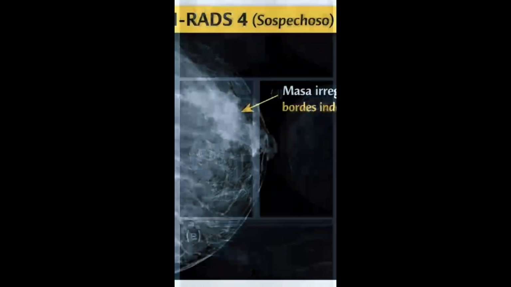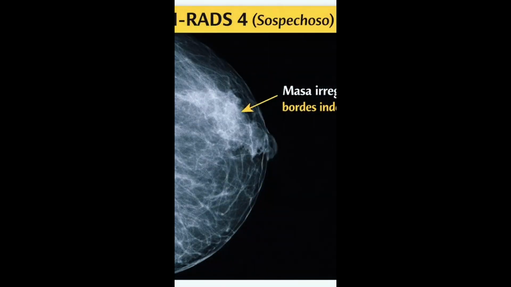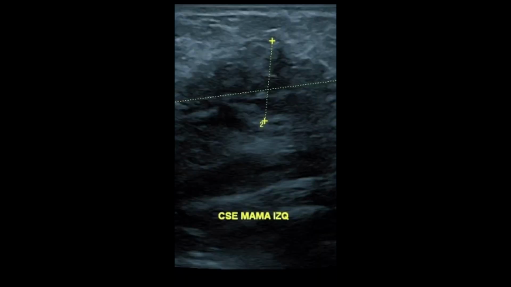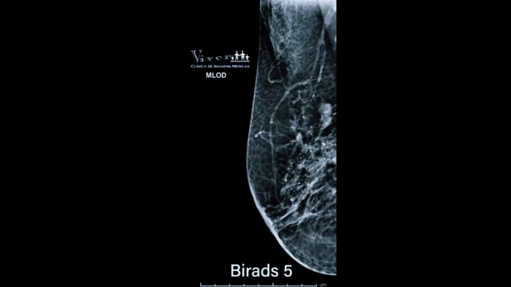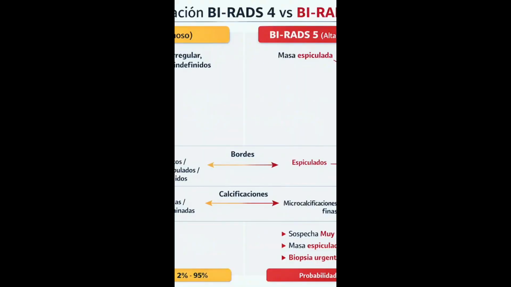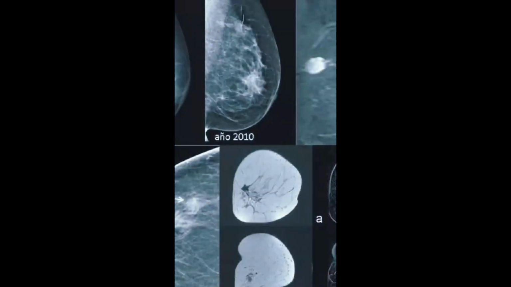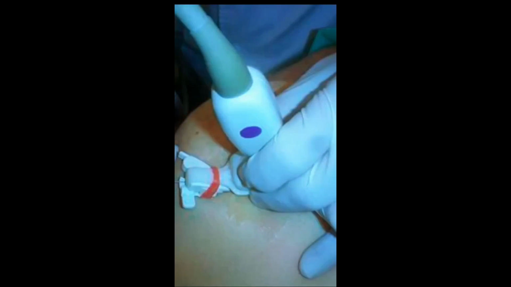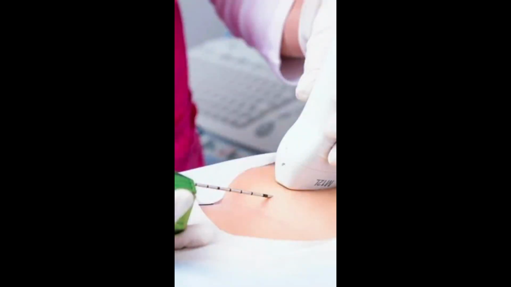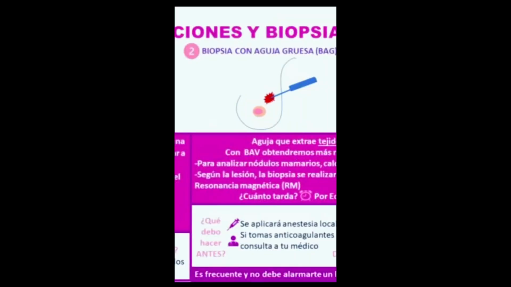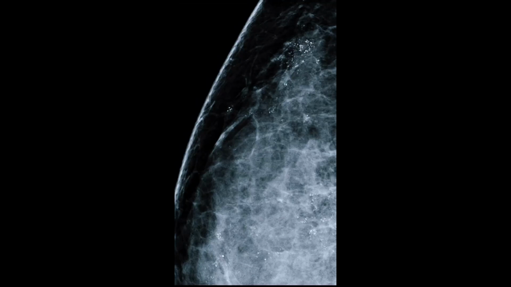BI-RADS 5. High suspicion of malignancy. BI-RADS 5 corresponds to lesions with a high probability of being cancerous, greater than 95%. The imaging characteristics are typical of malignancy, making the presumptive diagnosis very strong. Management: urgent biopsy, immediate management with timely referral for diagnosis confirmation and initiation of treatment.